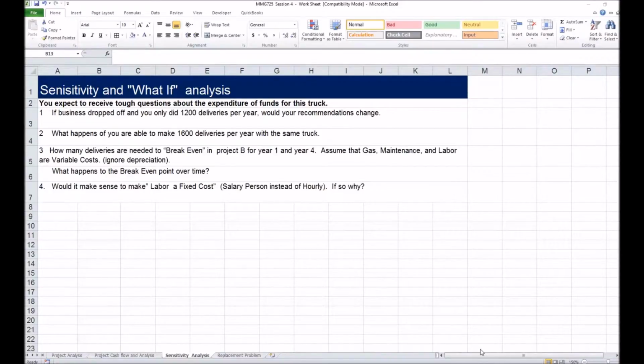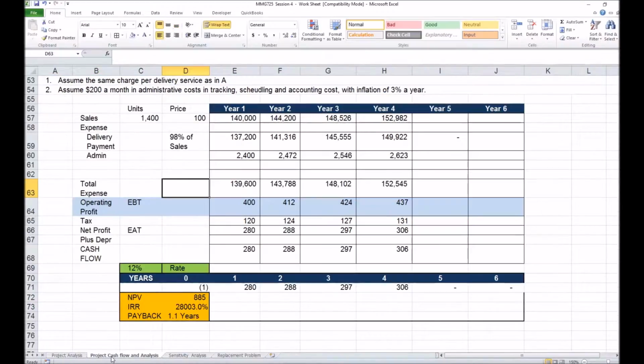As we move on to the next section, we can talk about sensitivity of our analysis and do some what-if analysis. So essentially, this is going back and answering these questions. The business dropped off and you only did 1,200 deliveries per year. Would your recommendations change? We'd already looked at that before.